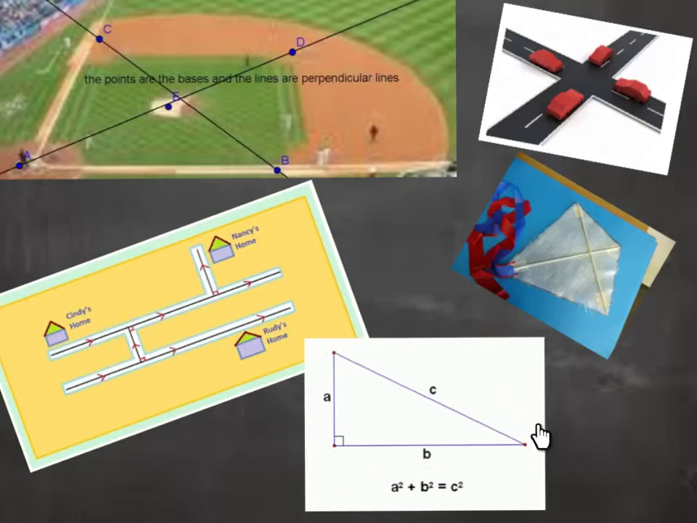You guys are very familiar with this formula, the Pythagorean formula. Let me go ahead and identify the perpendicular lines. This and this are perpendicular. It almost makes a little L shape. These lines are perpendicular to each other. And right here, perpendicular. And there are perpendicular lines right here.